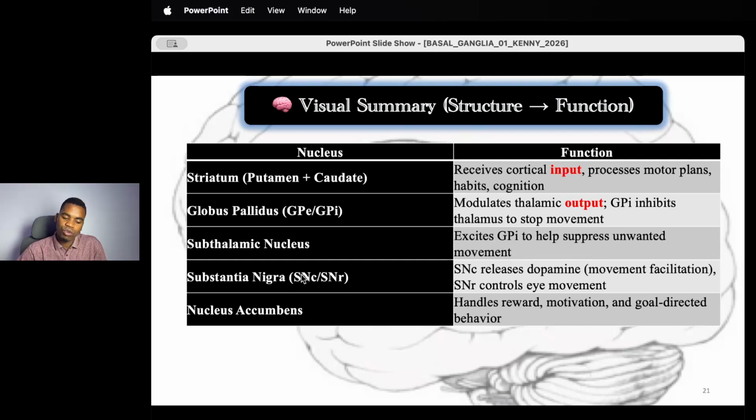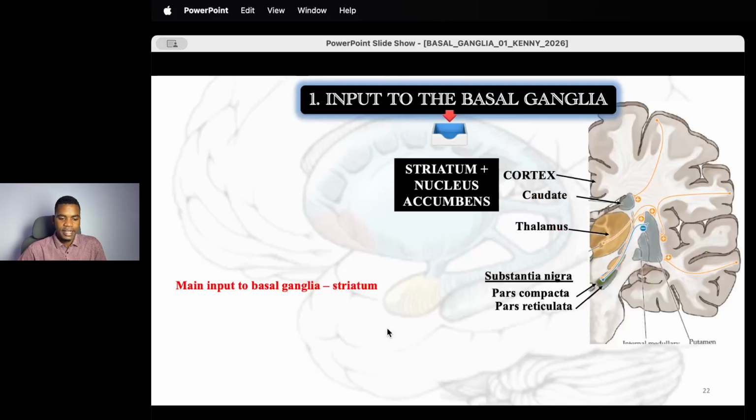But we also have the substantia nigra with two parts, pars compacta and pars reticulata. The compacta one is releasing dopamine to facilitate movement, and the reticulata is involved in controlling eye movement. And then we also have the nucleus accumbens, which is dealing with motivation and goal-directed behavior. So let's go to our point of discussion today.